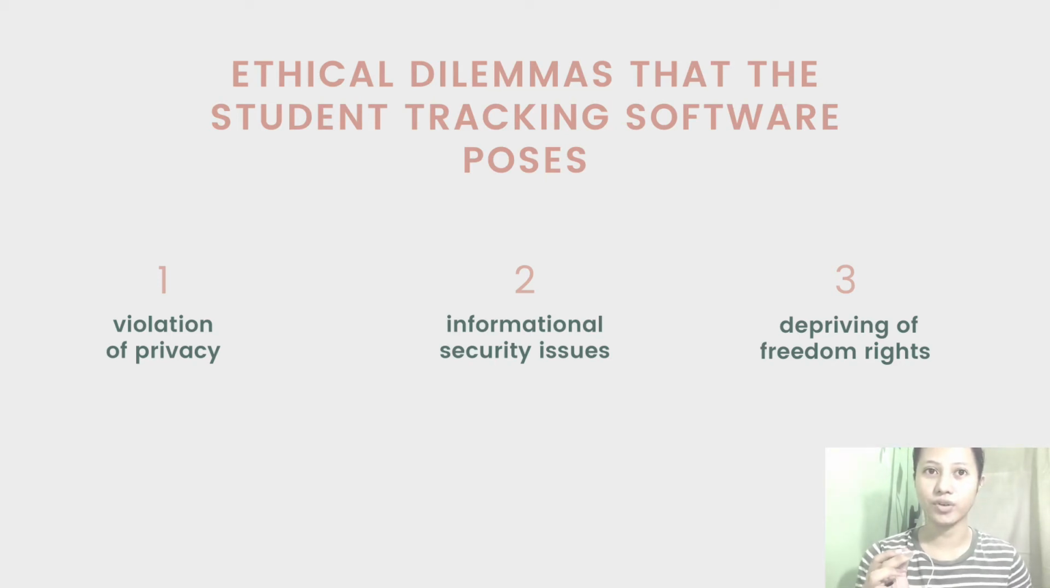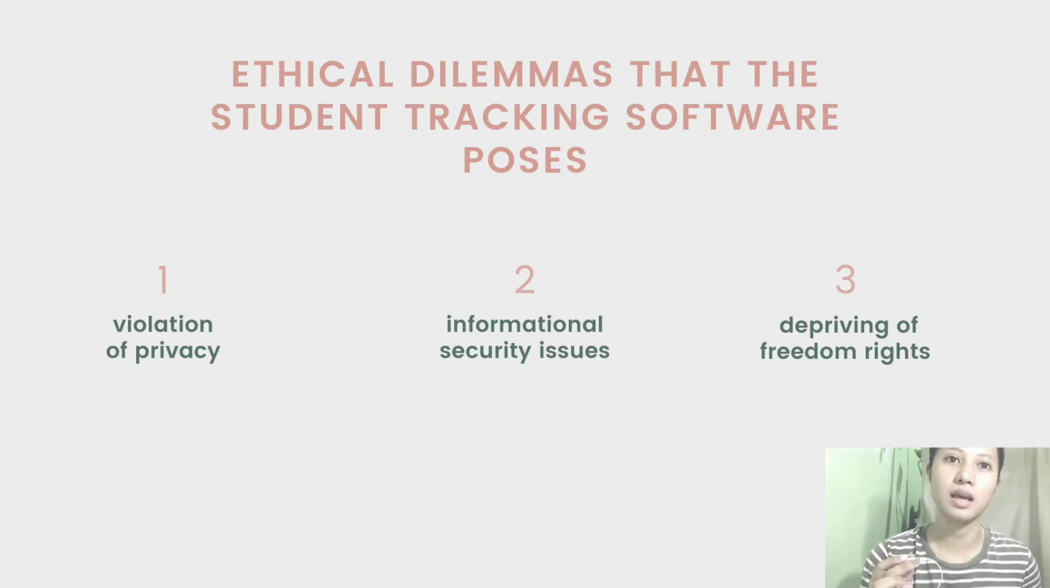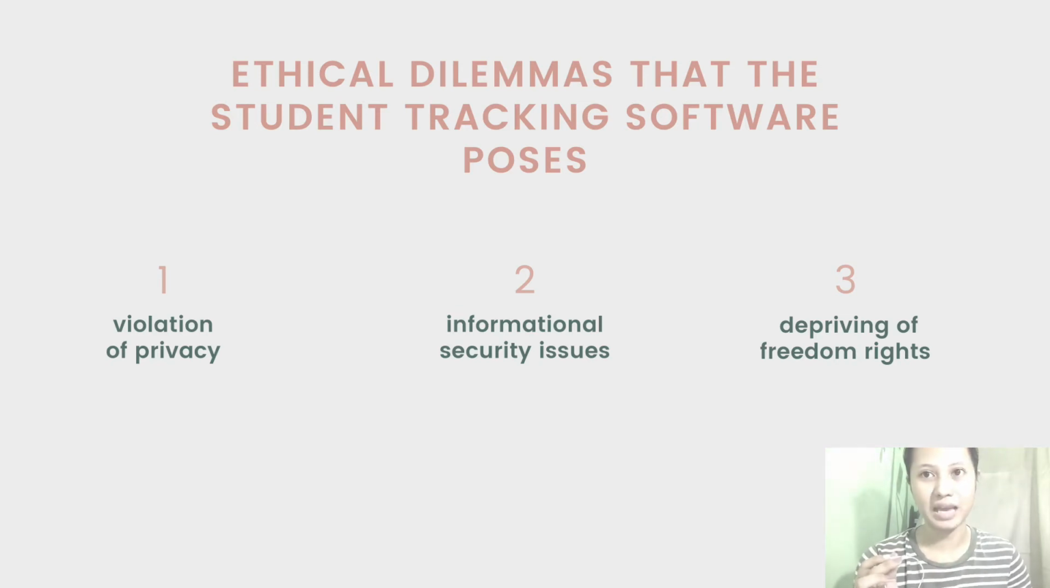And lastly, for the depriving of one's freedom rights, due to this software, students are being controlled, thus taking away their freedom of rights. Added to this, students are compelled to use technology. With that, they are being deprived of having choices since they are required to be tracked as it is one of the school's premises. So that would be all for the ethical dilemmas that the student tracking software poses.